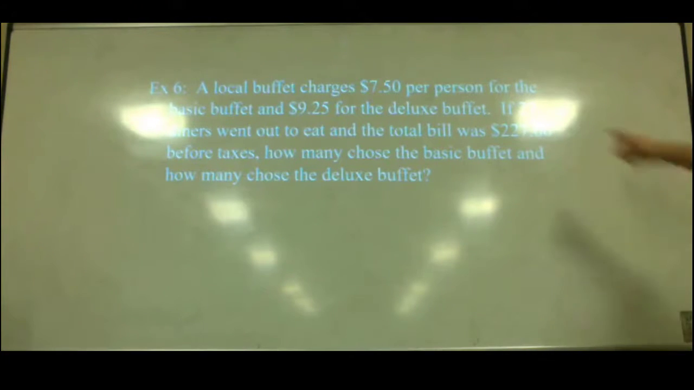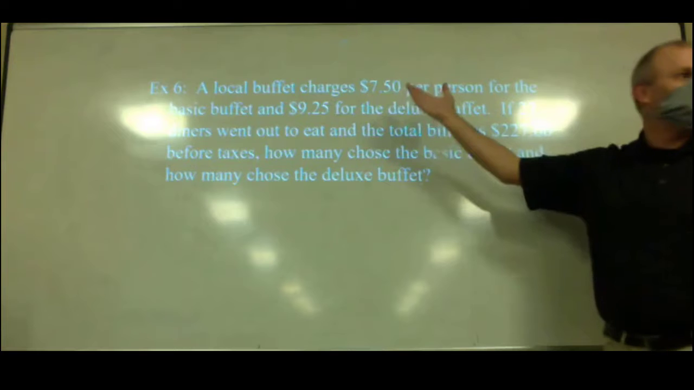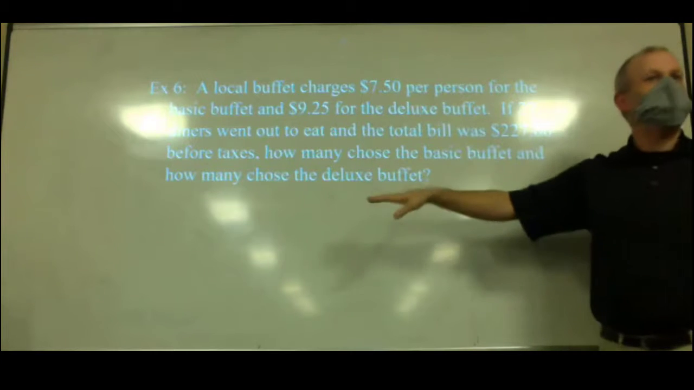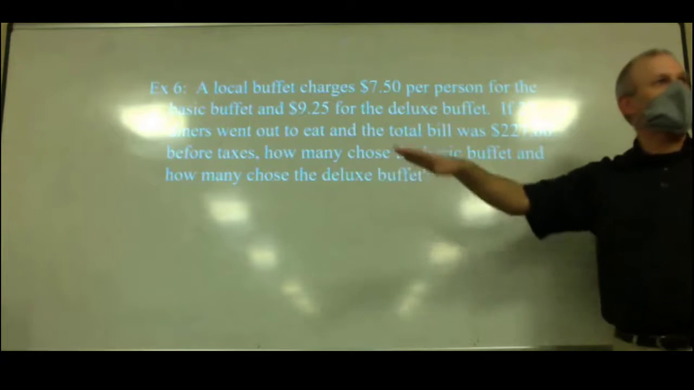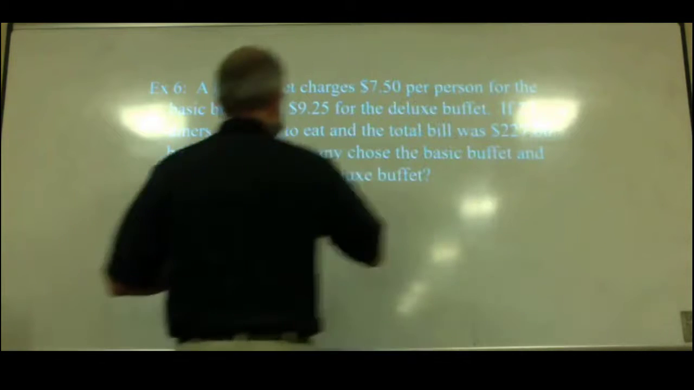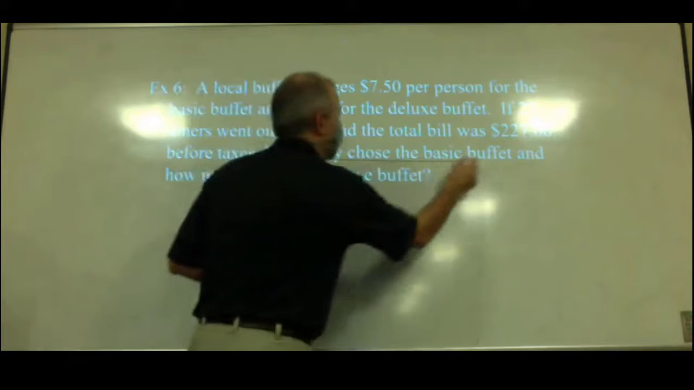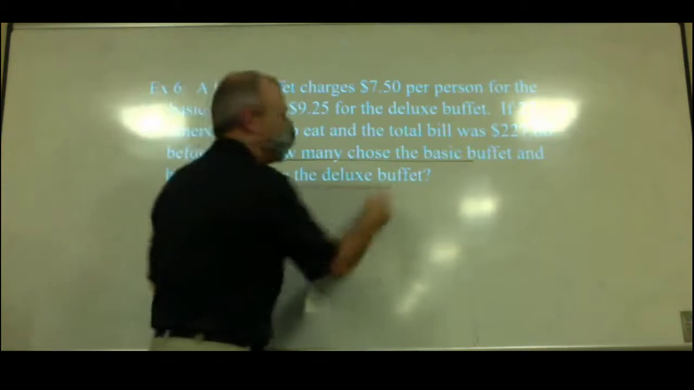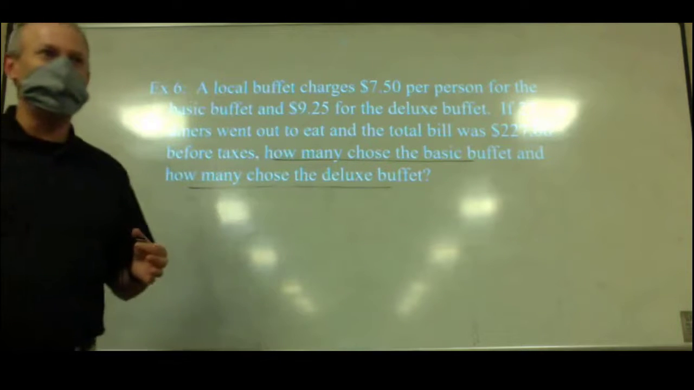Right? So they told us the price. What do we not know? We don't know how many people bought the deluxe and bought the basic, right? So let's let our variables represent how many chose the basic and how many chose the deluxe, right? See how it's in the question?